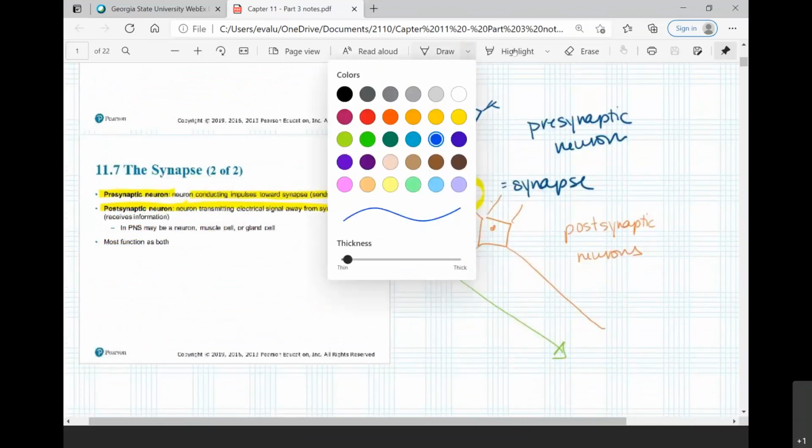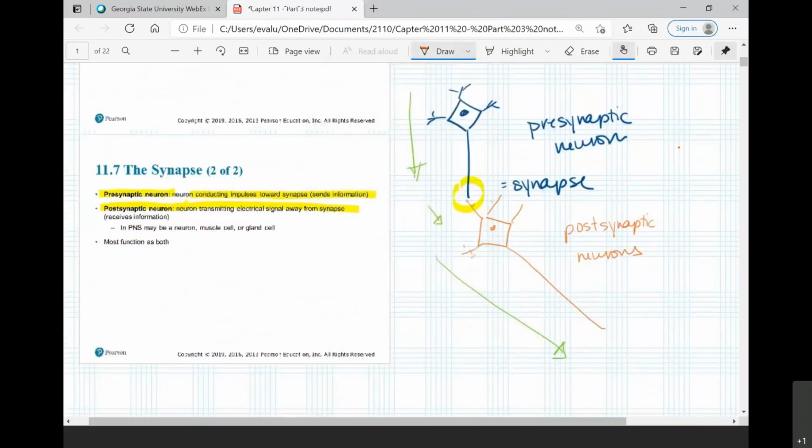That's going to be the first neuron, the one that is going to be communicating down the length of the axon. And then it will be communicating to the synapse, across the synapse, to the postsynaptic neuron. That's going to be neuron 2, and it's going to be communicating down the dendrites this way. So it's one direction.